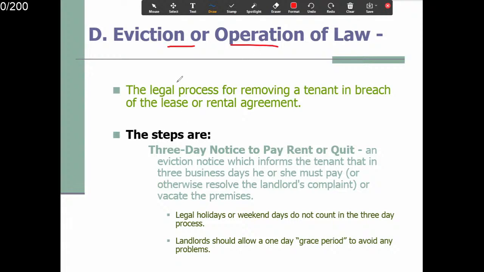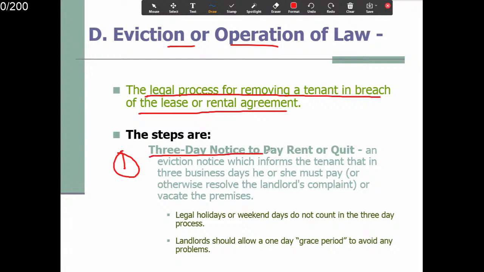Alright, eviction or operation of law. Let's see how that works, okay? 怎么去赶房客走？因为他不付钱的话。The legal process for removing a tenant in breach of a lease or rental agreement. Okay, here's the steps. Step number 1. 3-day notice to pay rent or quit.